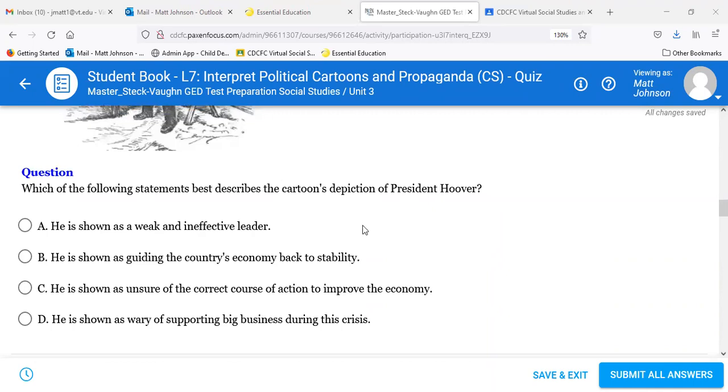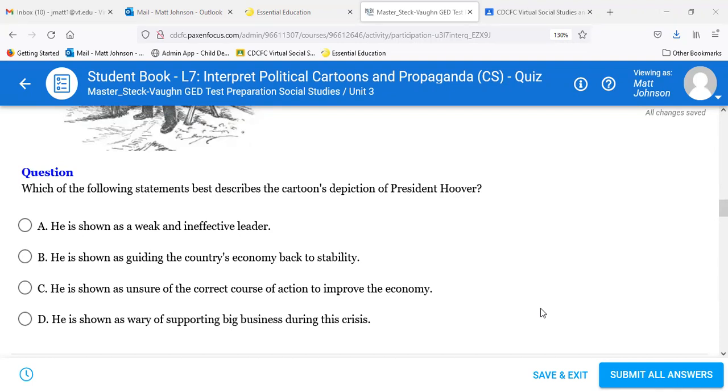Which of the following statements best describes the cartoon's depiction of President Hoover? A, he is shown as a weak and ineffective leader. B, he is shown as guiding the country's economy back to stability. C, he is shown as unsure of the correct course of action to improve the economy. And D, he is shown as wary of supporting big business during this crisis.